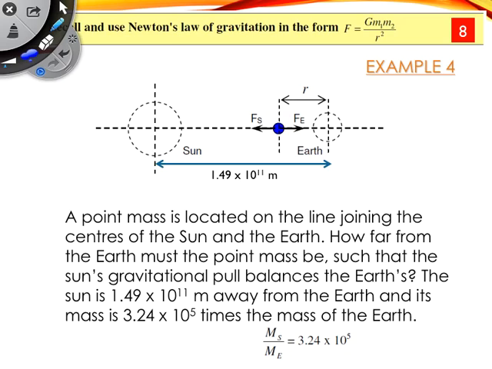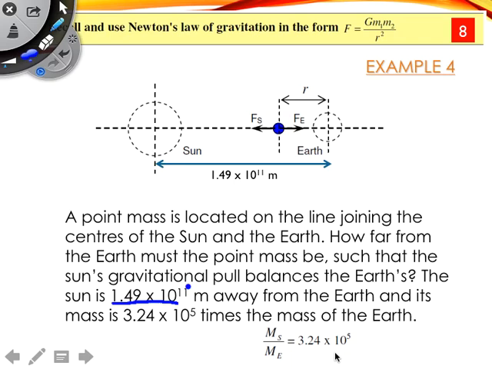So what are the key numbers that we should take note of? There's only two numbers here, right? One of them is the total distance between Sun and Earth, from this point to this point. The other one is that the mass of Sun is 3.24 times 10 power 5 times more. So I can say that capital Ms over Me is 3.24 times 10 power 5.